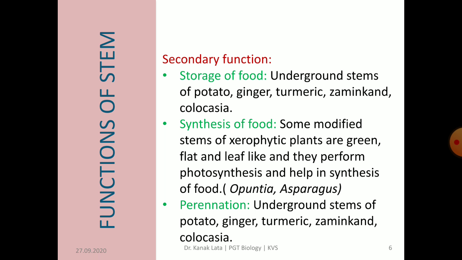Another secondary function of a stem is perennation. Underground stem of potato, ginger, turmeric, jamaican, colocasia, they help in perennation. Perennation means they have ability to survive from one germinating season to another germinating season, especially under unfavorable conditions such as in the situation of drought or winter.